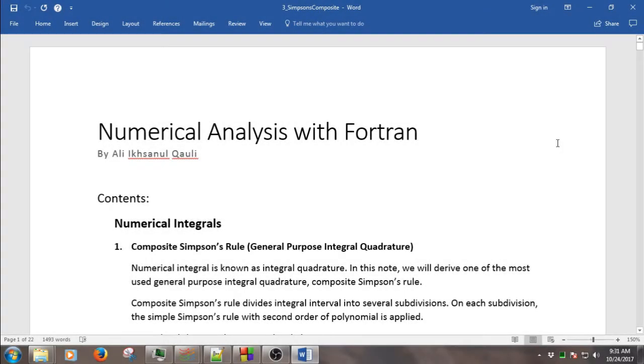Hello and welcome. In this video, we will learn how to do numerical integrals with Fortran. In this case, we will apply composite Simpson's rule. This algorithm is the general purpose of integral quadrature, so you can use it for the general case of the integral. So the first step is to integrate a function in one dimension, right?